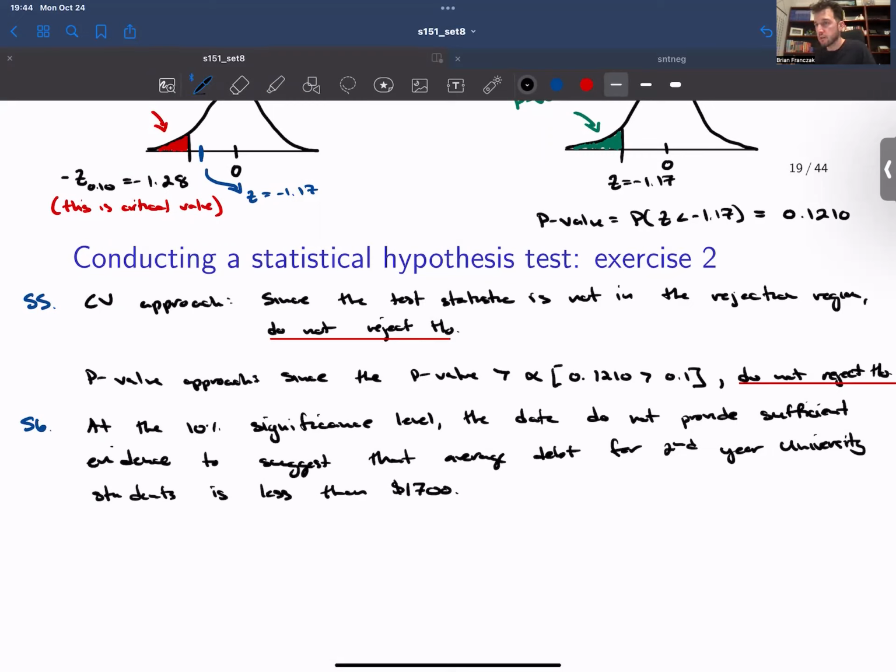We did not reject the null, which means that we have no evidence to suggest that the alternative is actually true. So I'm just describing what that means. I start off by saying at the 10% significance level, so I declare my significance level. Then I formulate what we have determined based off the data. In this case, I'm saying the data do not provide sufficient evidence to suggest that the average debt for second-year students is less than 1,700. More simply, the data do not give evidence that the alternative could be true, but in the context of the problem.